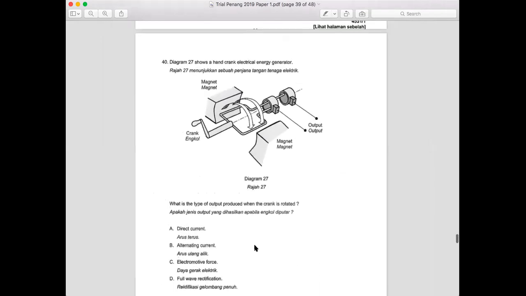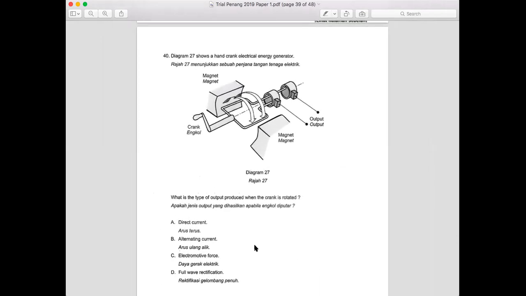Okay, 40. What type of output? They answered AC. Okay, good, because these are slip rings. If we use a commutator, it is DC. That's the only difference. It's not a split ring, this is a slip ring. If it is a commutator or split ring, then it is DC.